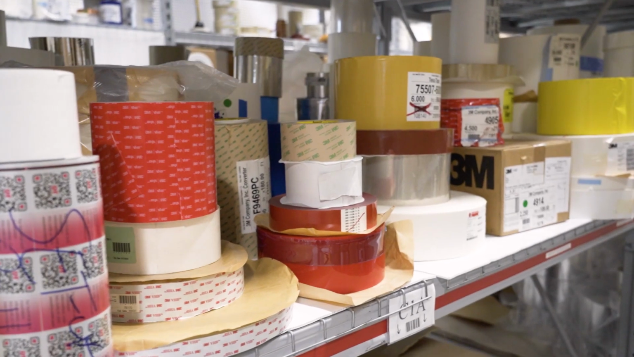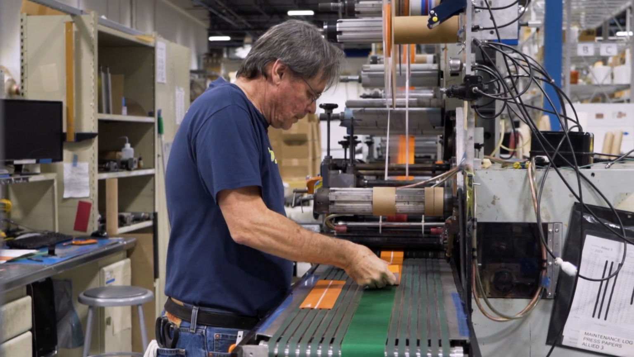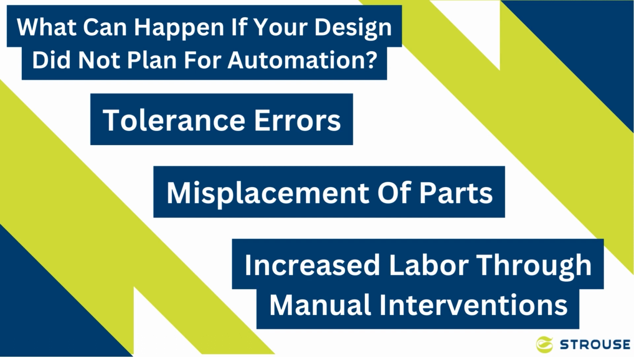Designs for automation need to consider differences in materials, tolerances, and ease of release between manual and automated processes. Failure to account for these factors can result in tolerance errors, misplacement of parts, and increased labor through manual interventions.